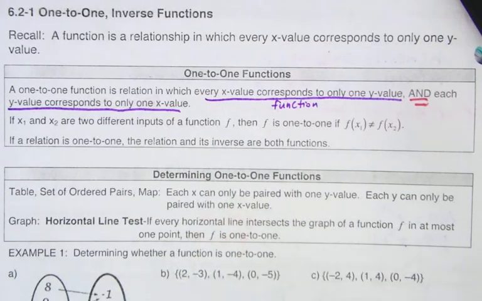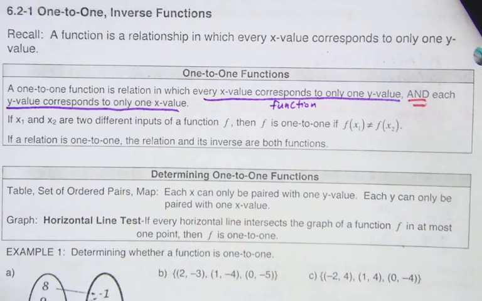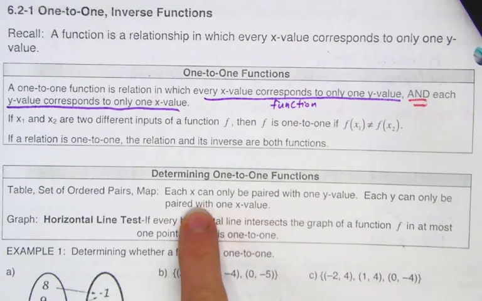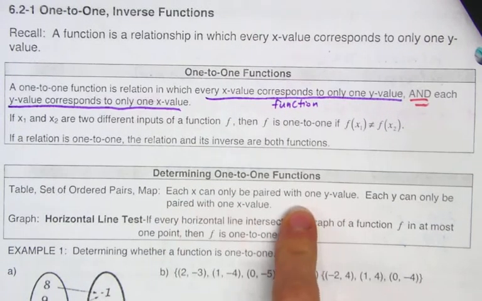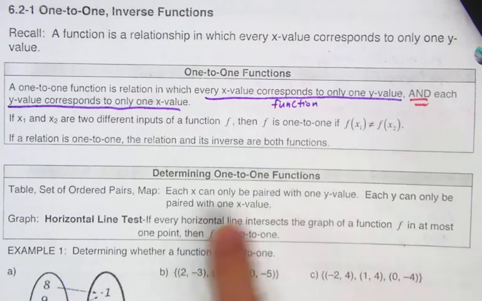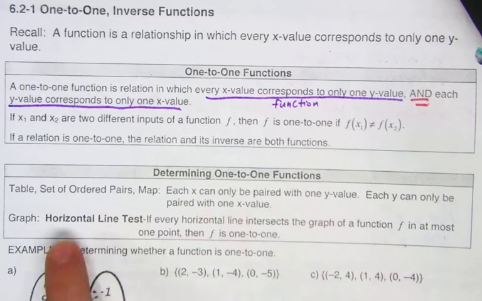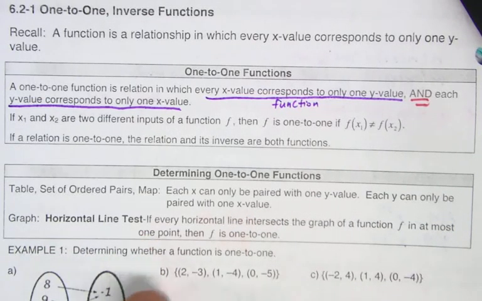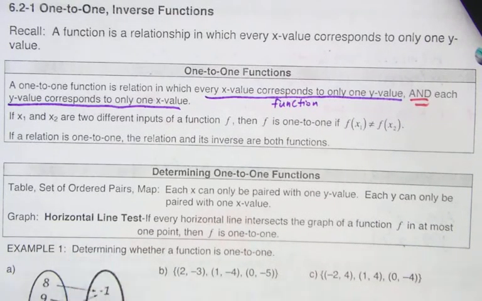So determining one-to-one functions is pretty simple. You can have a whole bunch of stuff: a table, a set of ordered pairs, a map, a graph. What you're looking for is whether it's a function, so x can be paired with only one y, but then you take a look at the y's now and make sure each is only paired with one x. For the graph, we're going to be doing the vertical or the horizontal line test. So not only does it have to pass the vertical line test, but now it has to pass the horizontal line test.